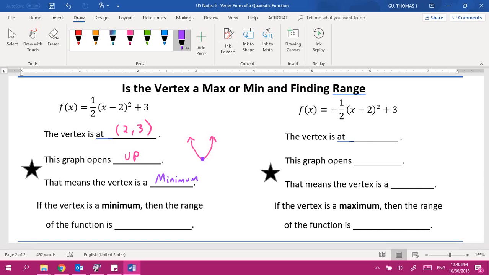Alright, so now here's the part where you can just get the range after you find that out. If you know that the vertex is the minimum, then what is the range of your function? What's the range? 3 to what? To infinity, that's right. Because look, the vertex is the minimum, right? The vertex is the very lowest point. What's the y value of that vertex? It's 3. So the lowest y value is 3, but it goes up to infinity, right? It goes up forever. So we need a bracket and a parentheses.